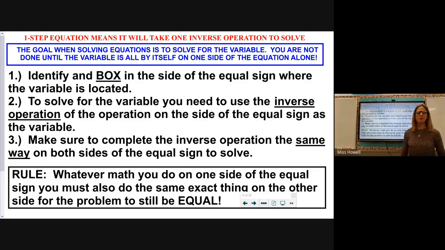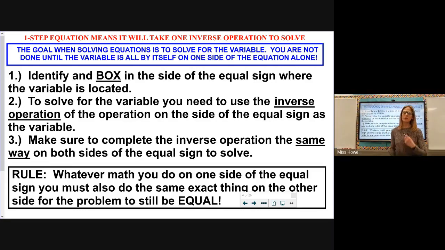All right, step one, where it says identify and box the side where your variable is on. That's an optional thing. It's not a graded thing. It's not something I have to show. It's just an organizational thing to help me focus on the side where I have to remove items or use an inverse operation to remove something so that I isolate or get my variable by itself.